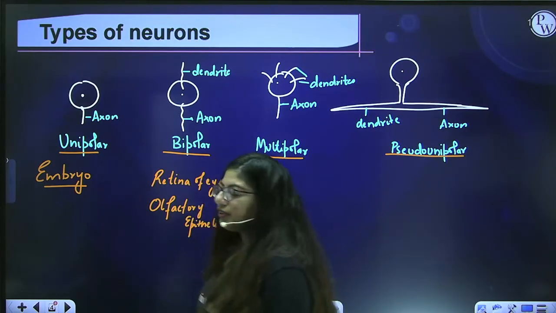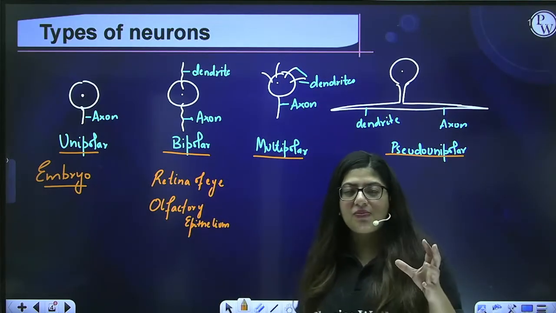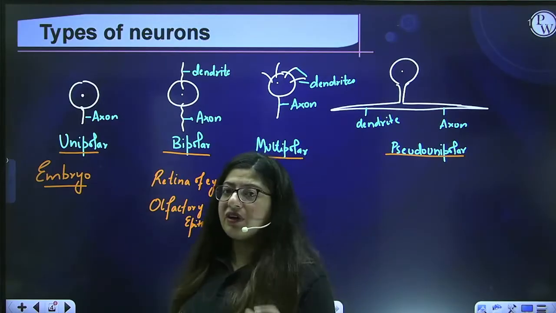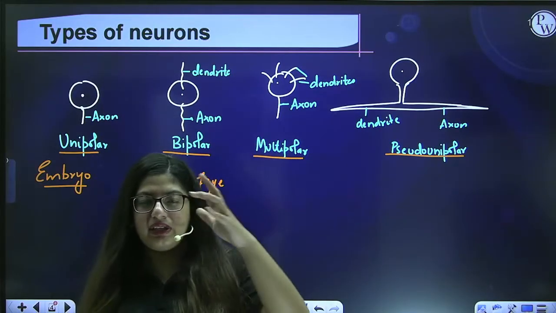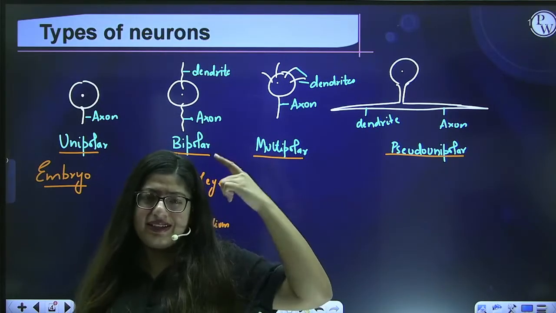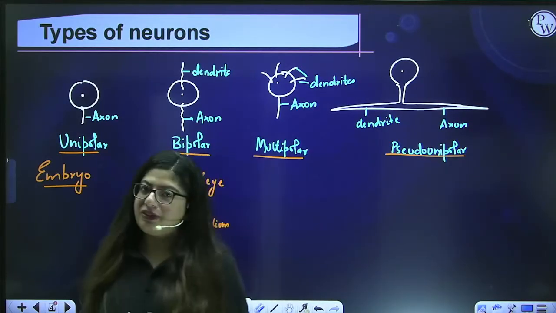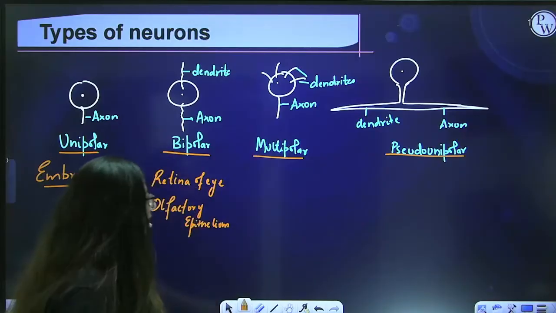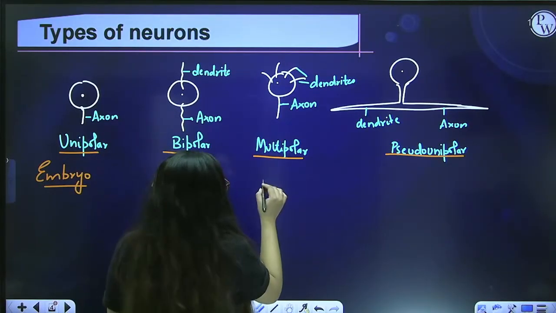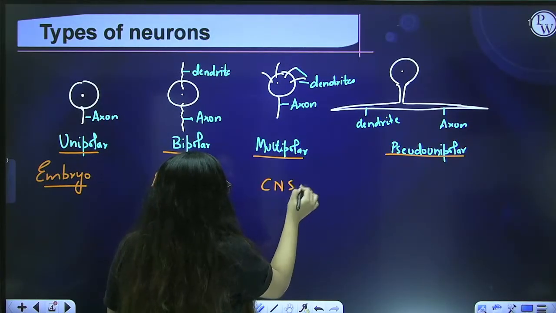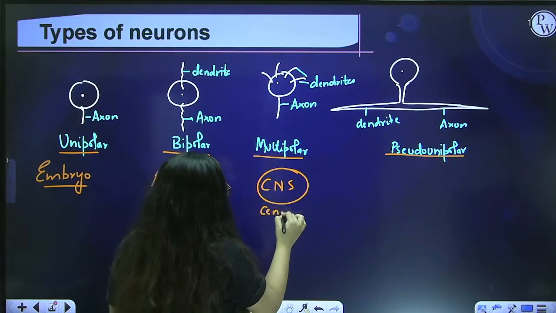We have learned it in that chapter, breathing and exchange of gases, where I made you understand the structure of the nose, the inside regions of the nose, and there is one olfactory epithelium in the olfactory region of your nose. Fine, guys? Okay. Multipolar. Multipolar is present in your CNS. What is CNS? Central nervous system.